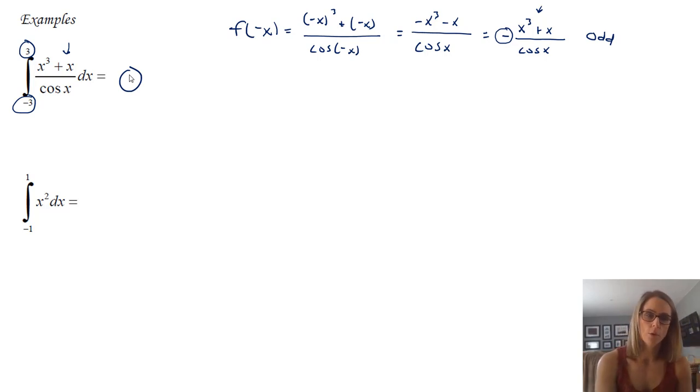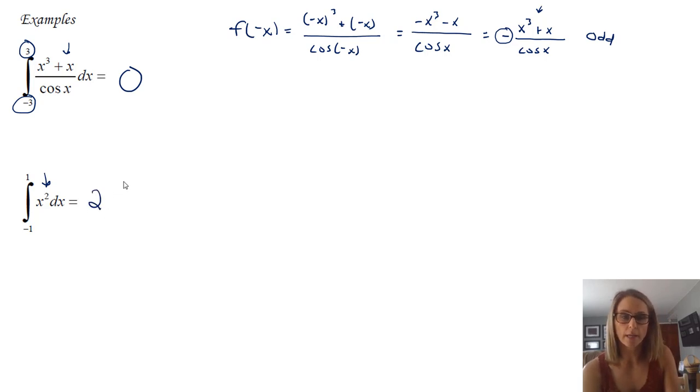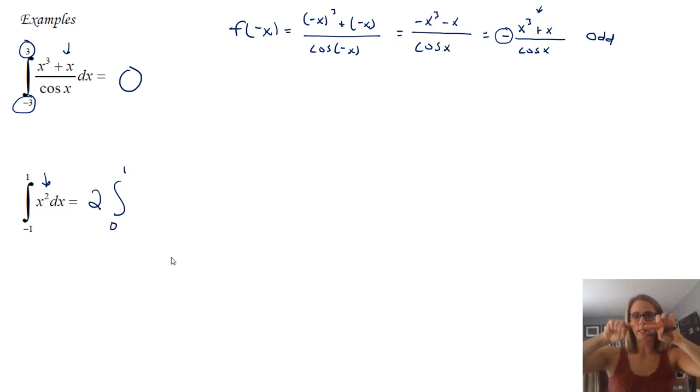For the one below that, we have -1 to 1. It is a pretty basic even function. So the idea here is you could, if you wanted to, rewrite it as 2 times the integral from 0 to 1. And just picture this, it's a parabola on each side. So the area underneath where it cuts off at 1 and the area where it cuts off at -1 are going to be an equal amount of area there. So we just write it like this instead.